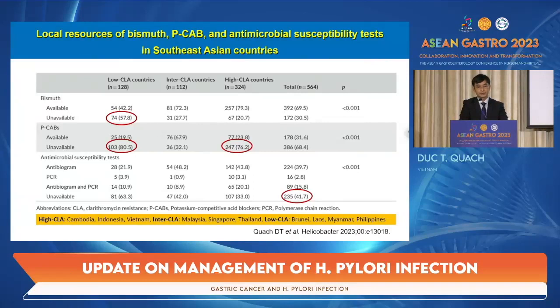So if we extrapolate the data, I think that maybe in the real world, we lack this test in more than just 40 to 50% of the cases. I think that this slide is also very important to understand the real world practice of our doctors when we look at the current resources of tests as well as agents to use for the antibiotic regimen.